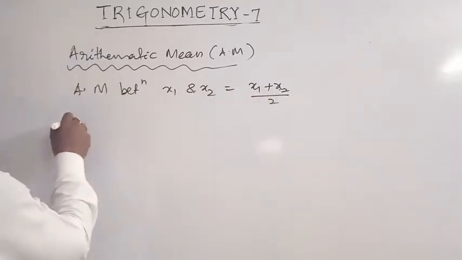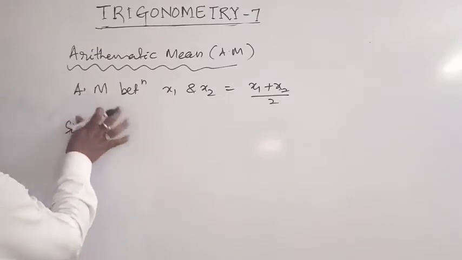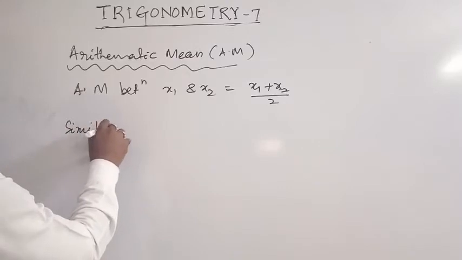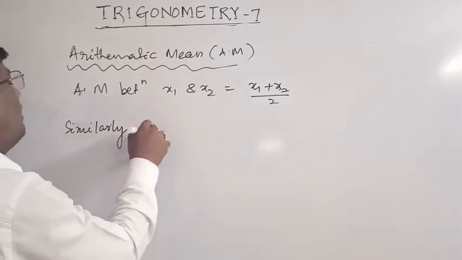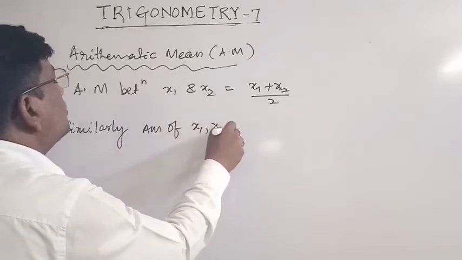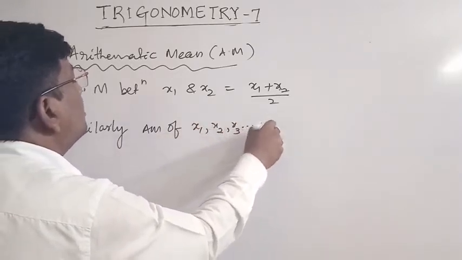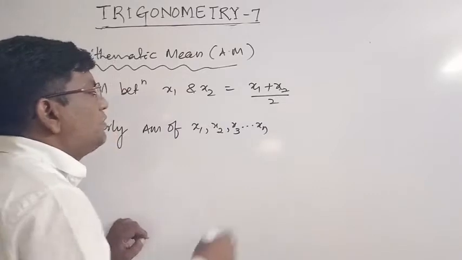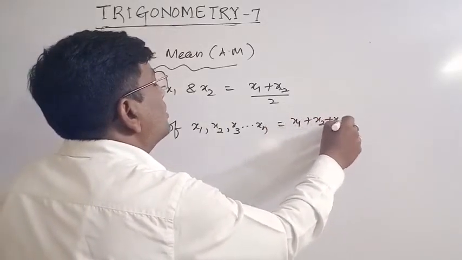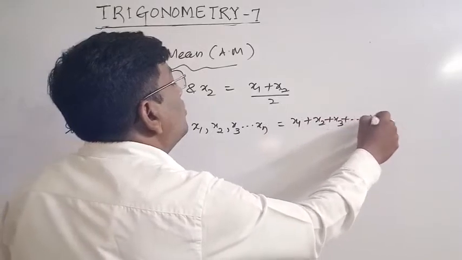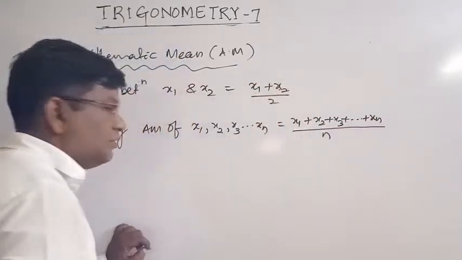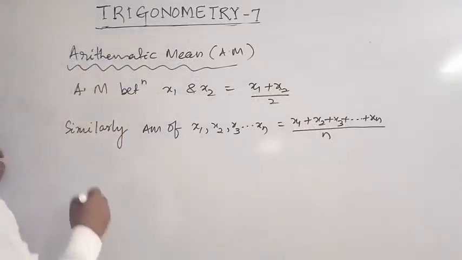Similarly AM of x1, x2, x3 dot xn is equal to what? x1 plus x2 plus x3 plus dot up to xn divided by number of terms, here n. This is arithmetic mean.